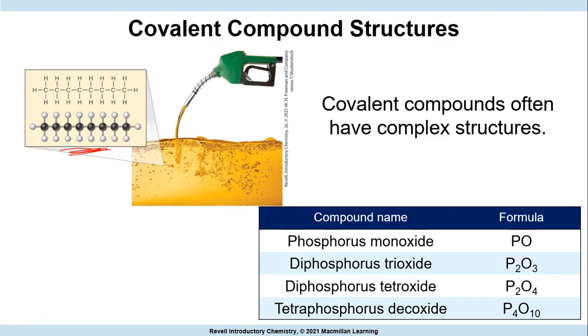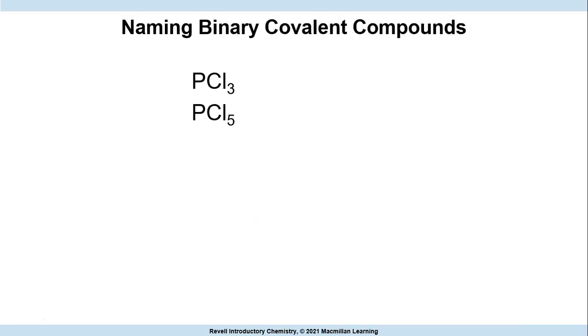So we have the compound here, phosphorus monoxide. We have PO. We have diphosphorus trioxide. So di here shows that we have 2, and then tri for oxygen. Trioxide means that we have 3. We have diphosphorus tetroxide, means we have di 2 for phosphorus, tetroxide 4. For tetraphosphorus decoxide, tetra means 4 and deca means 10.